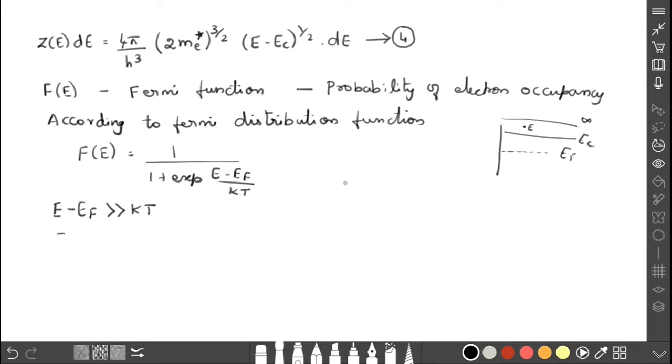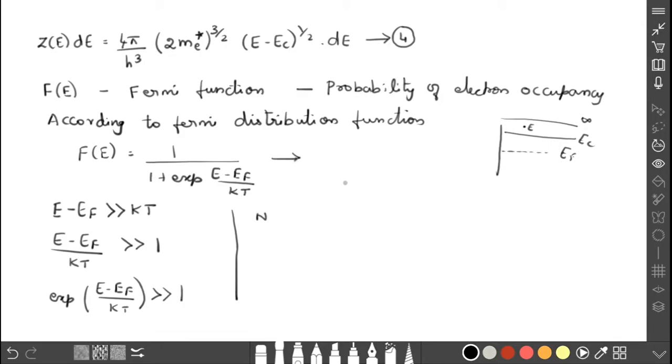So in this case, E minus EF, highest value minus the smallest value, will be very much greater than KT. So E minus EF divided by KT is also very much greater than 1. Next, exponential of E minus EF divided by KT is also very much greater than 1. Now see the denominator part, 1 plus exponential of this term. This second term is very much greater than 1, so adding 1 along with it is meaningless. So what I am going to do is neglect it. I am giving this equation number 5.